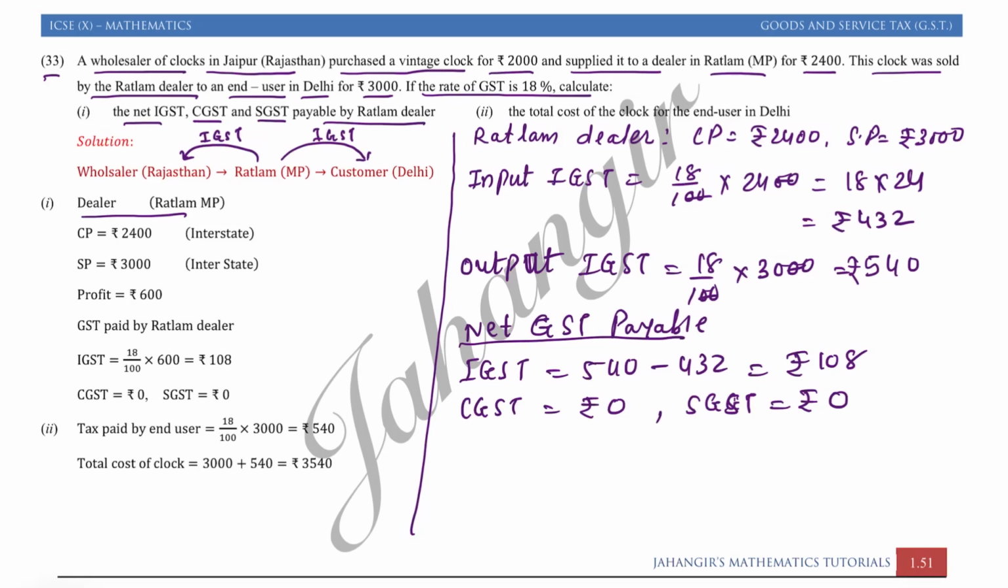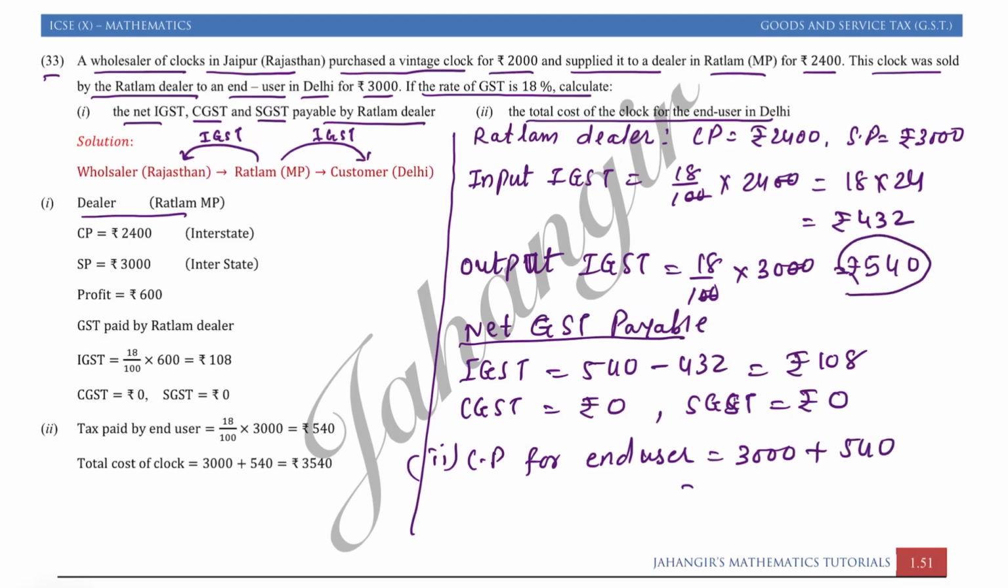Now we have to find the total cost of the clock for the end user. So in the second part, the cost price CP for the end user is 3000 plus tax, output tax is rupees 540. So plus 540, that is equal to rupees 3540. This is the cost for the end user.